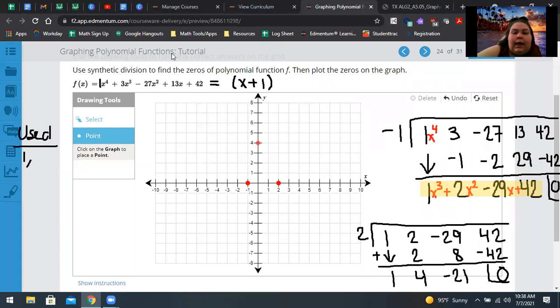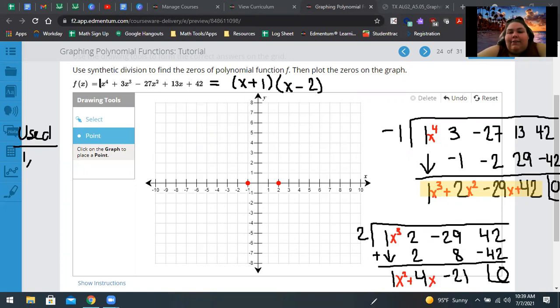And remember, how do I get that 2? That comes from an x minus 2. So again, as I remember, this originally started as x cubed. This starts 1 power less. So this is x squared plus 4x minus 21.